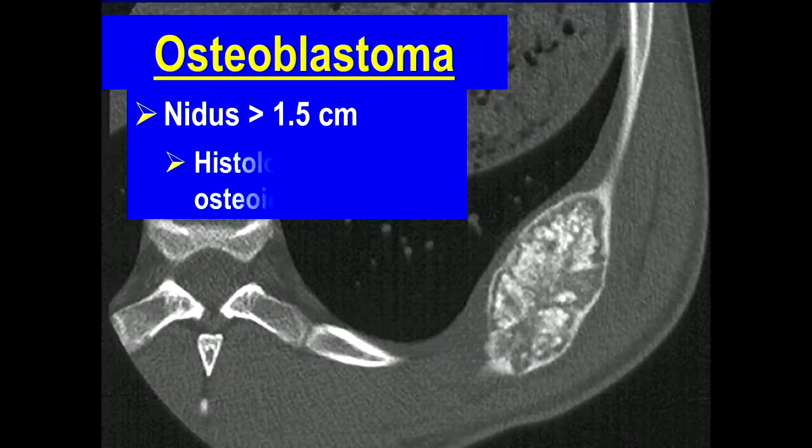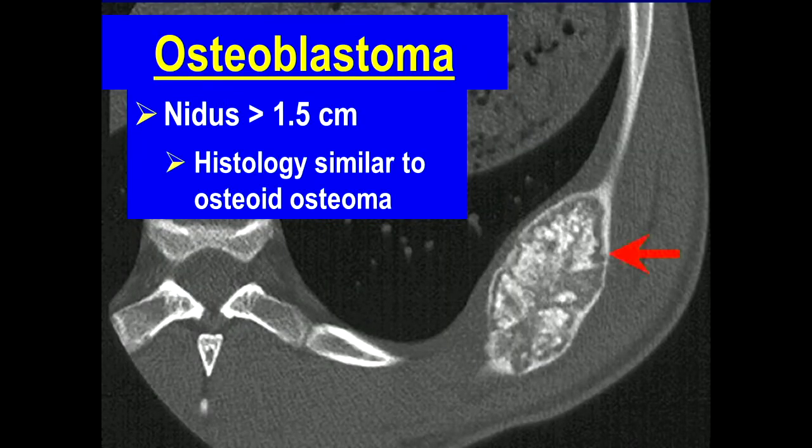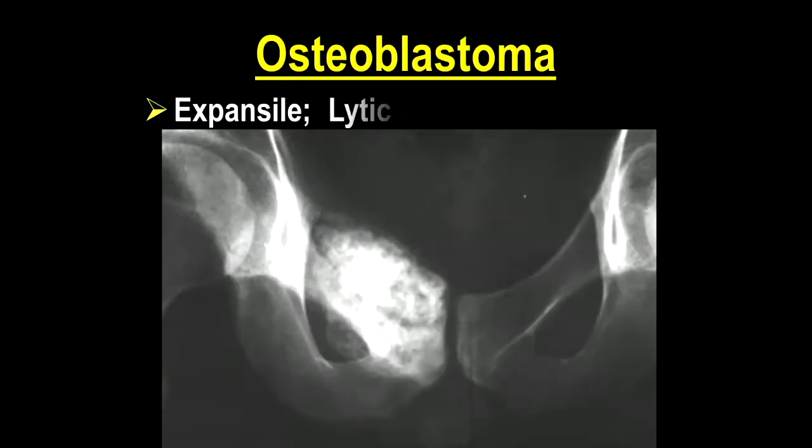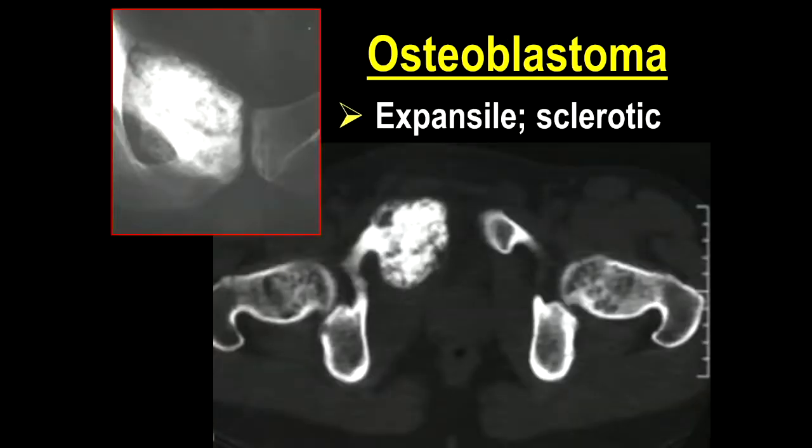Moving on to osteoblastomas, by definition, the nidus is greater than 1.5 cm, and the histology is similar or identical to that of osteoid osteoma. With osteoblastomas, unlike osteoid osteomas, the targets are usually the spine posterior elements or flat bones, here the ribs. With osteoblastomas, the lesions are commonly expansile, and they may look lytic and/or sclerotic. So in this case, the lesion is expansile and sclerotic.